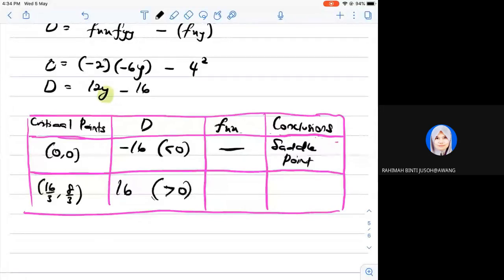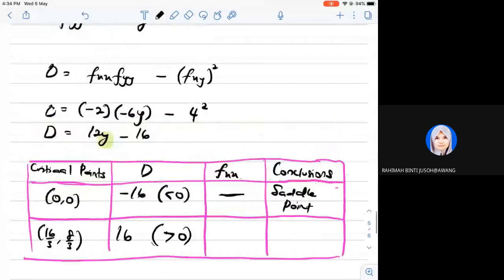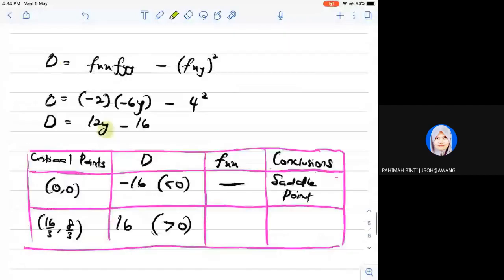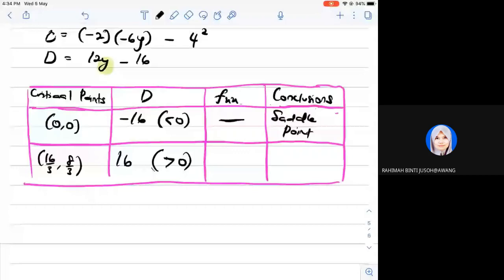Okay, so bila greater than 0, kena tengok fxx tak? Perlu. Perlu tengok lah. So refer to fxx negative 2. So negative 2 ni, sekarang ni fxx adalah negative. So less than 0. So bila D greater than 0 tapi fxx less than 0, relative maximum or minimum? Maximum. Okay, very good. Maximum. Okay, dah settle. Full mark lah jawab dia macam ni.